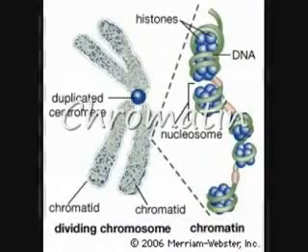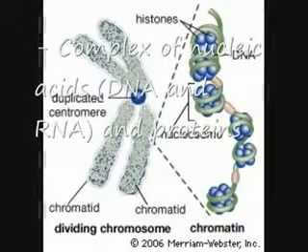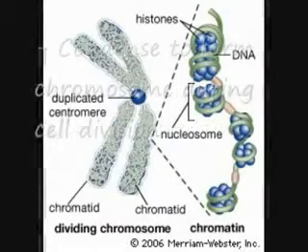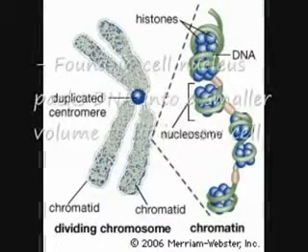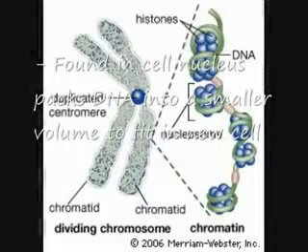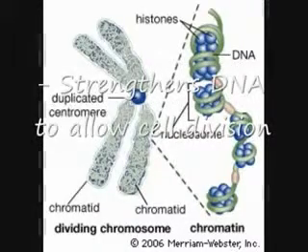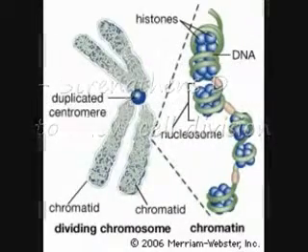Chromatin is a complex of nucleic acids, DNA and RNA, and proteins that condense to form a chromosome during cell division. Found in the cell nucleus, it packages DNA into a smaller volume to fit in the new cell. It also strengthens the DNA to allow mitosis, which is cell division.